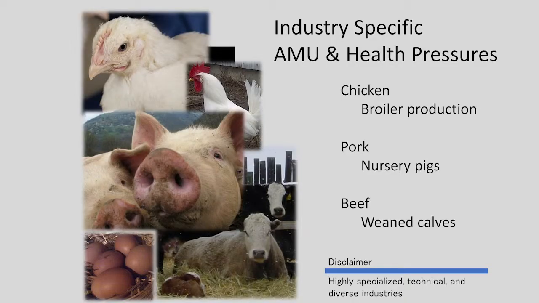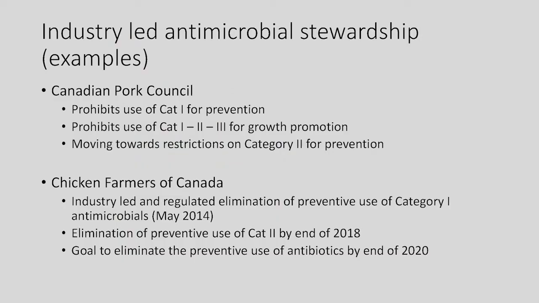So some examples of industry-led stewardship programs that we're seeing, for example, the Canadian Pork Council, they have had a quality assurance program since 1998, I believe. But recently they have come out with some industry regulations. How they enforce that is sort of beyond this discussion. But they are prohibiting the use of Category 1 drugs for disease prevention.